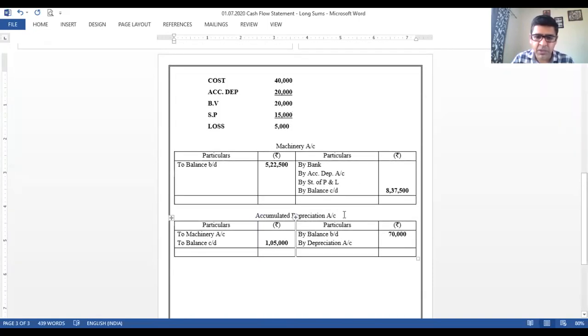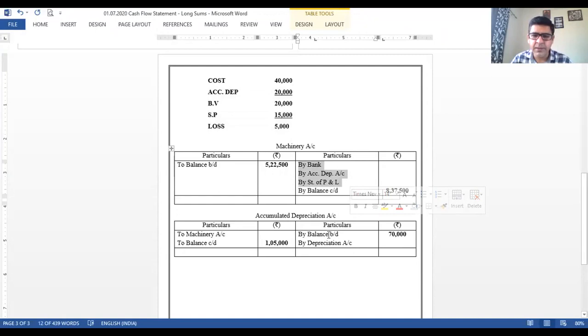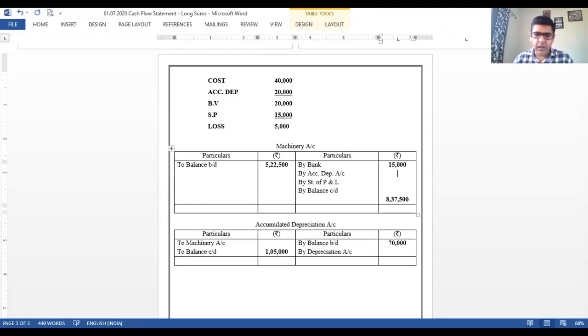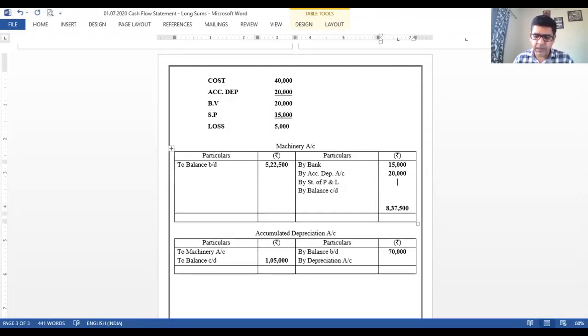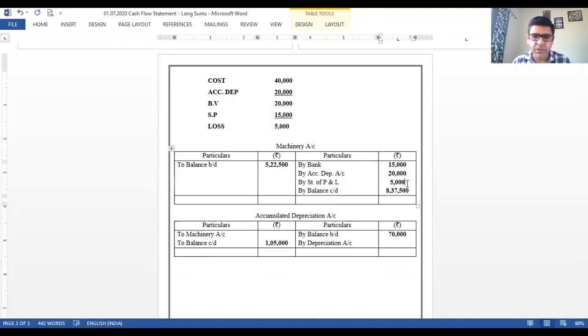Now, because we are given the accounts, right? Machinery account is there, accumulated depreciation account is there. So I'm concerned with three values: accumulated depreciation, selling price, and the loss, right? All three values need to be credited to machinery account. I have recorded over here the three things, yet to put the values. So selling price is by bank. Selling price is 15,000, right? Accumulated depreciation can be seen as 20,000. Statement of P&L, that's loss, rupees 5,000. Okay, so this is how we are supposed to put the values.